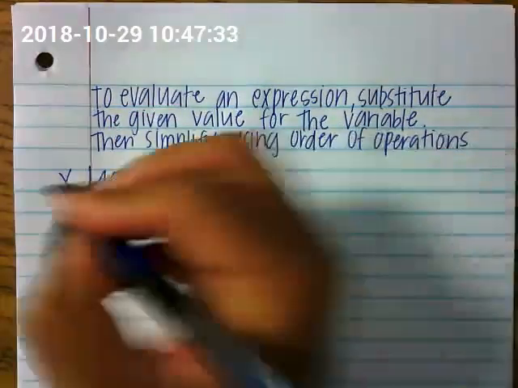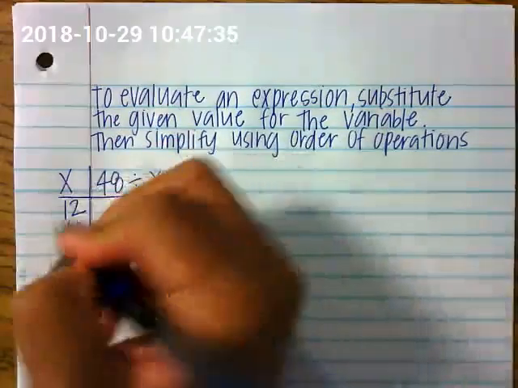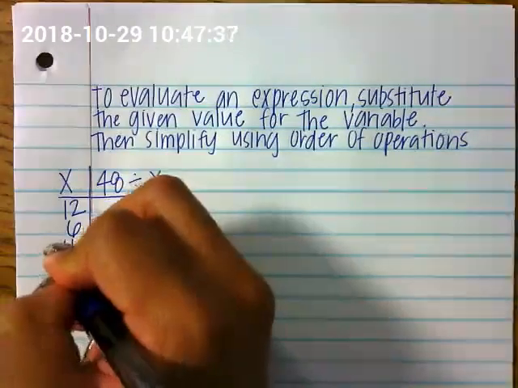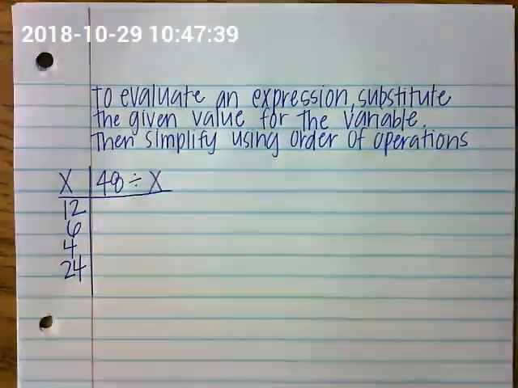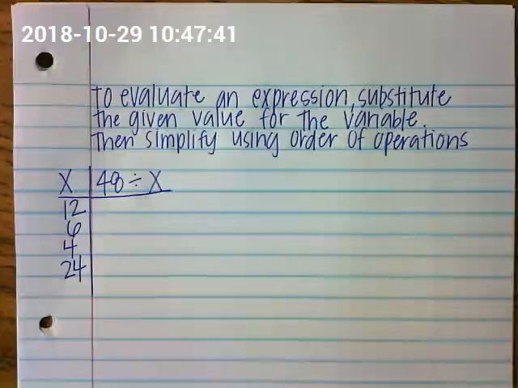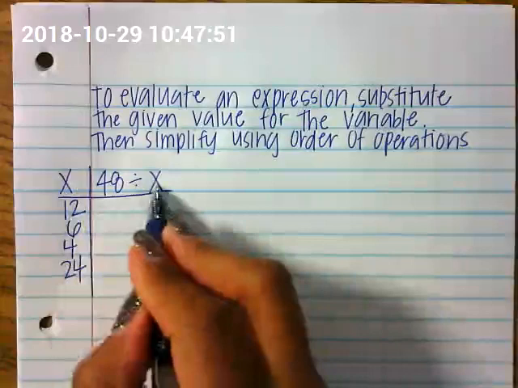12, 6, 4, and 24. So we want to solve for what this expression will be equal to if x is equal to 12, 6, 4, and 24. So let's start with 12. We're going to just substitute 12 in for x.